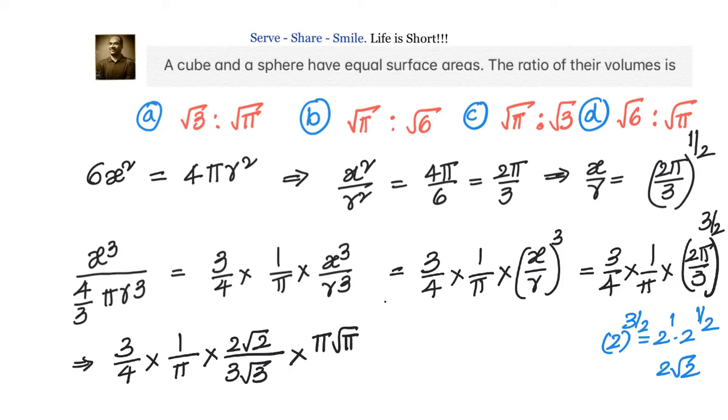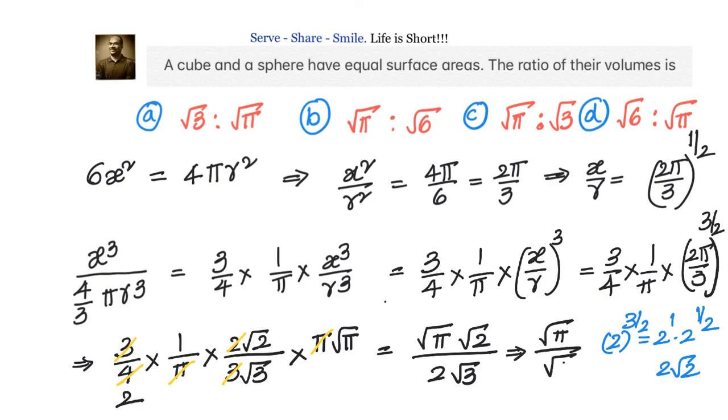Now let us simplify this. We'll try to simplify. So we'll cancel pi and pi, 3 and 3. 2 will go 2 times. So I can write down here 2. So what is left out is root pi into root 2 divided by 2 root 3. Now root 2 will go root 2 times. So we will have root pi divided by root 6. That means our answer is option B, which gives root pi is to root 6.